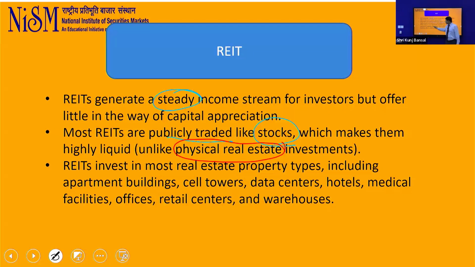Then REITs invest in most real estate property types, including, we saw earlier, cellular towers, data centers, hotels, medical facilities, offices, retail centers, and warehouses. And mind you, I have already said that REITs are bound to invest in rental generating, which means they are bound to invest in occupied property. They are not allowed to invest in a mall which is not occupied. They are not allowed to invest in a data center or a warehouse which has not started to give rentals.